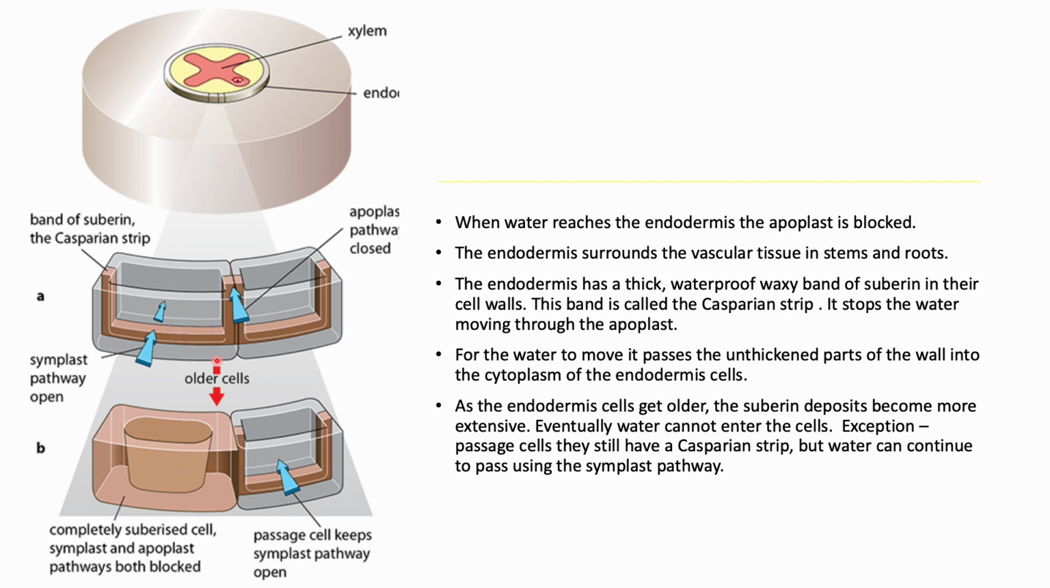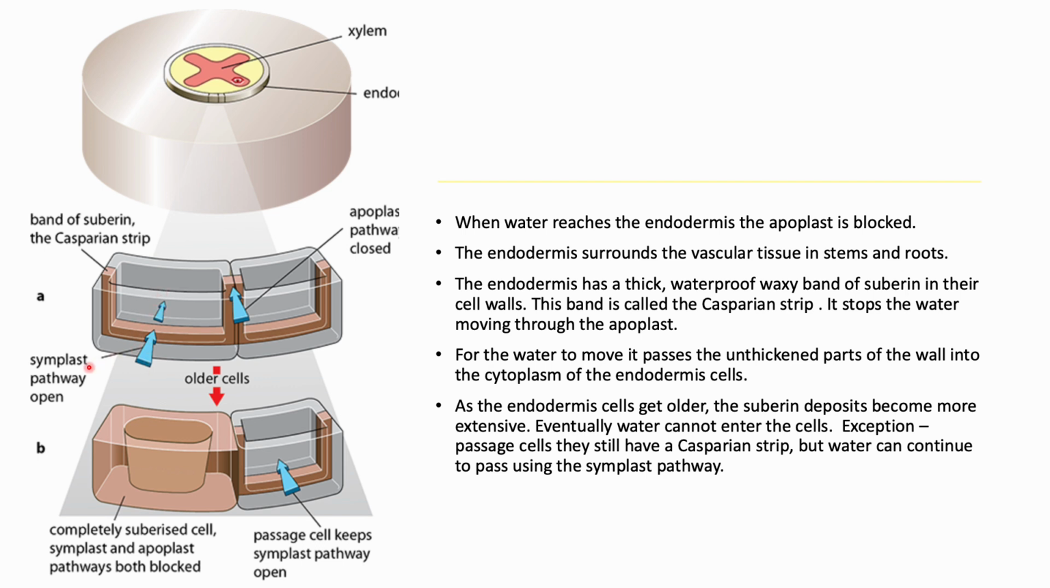It's going to stop the water from moving through the apoplast. If you'll notice right here, the water can no longer go through the apoplast pathway. However, the water can move through the symplast pathway. This is where you have unthickened parts of the cell wall, so the cytoplasm of the endodermis cells is allowing for the water to move.